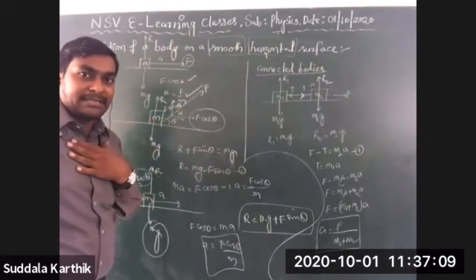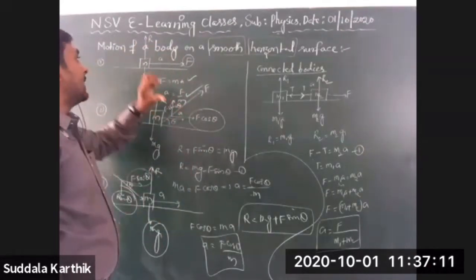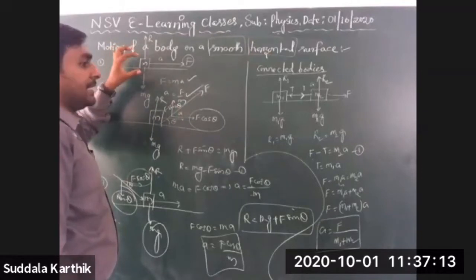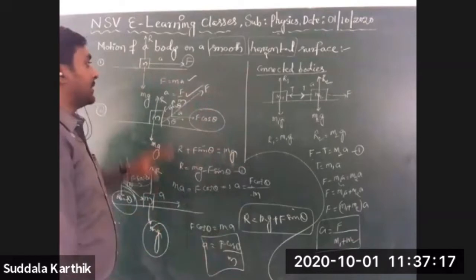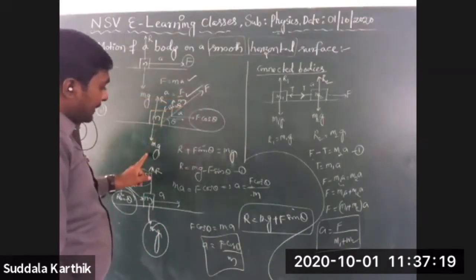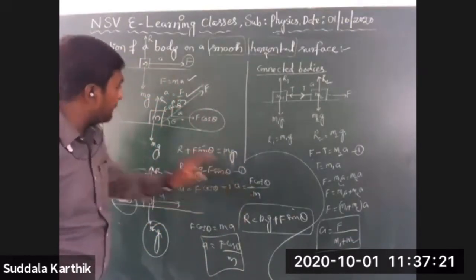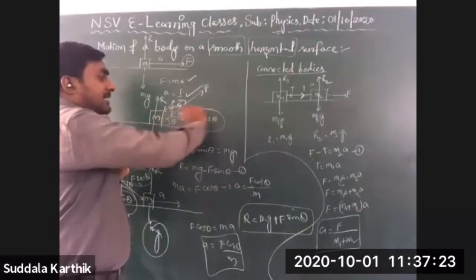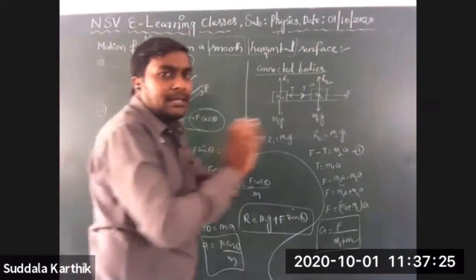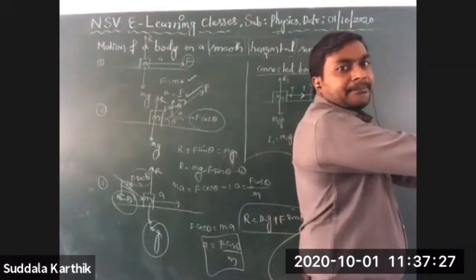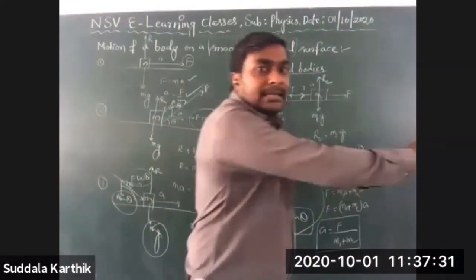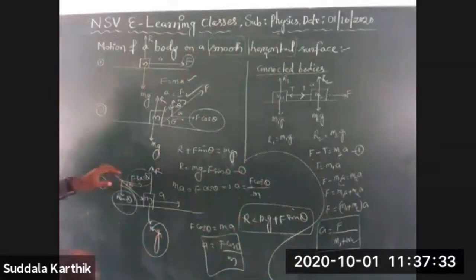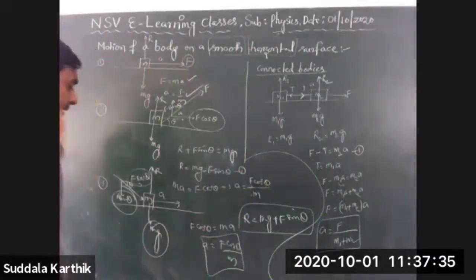My target is to calculate the acceleration obtained by the body in the horizontal motion. So a equals F by m. Here a equals F cos theta by m, because in this direction only F cos theta is there. F cos theta is only giving the motion in the horizontal direction. So a equals F cos theta by m.